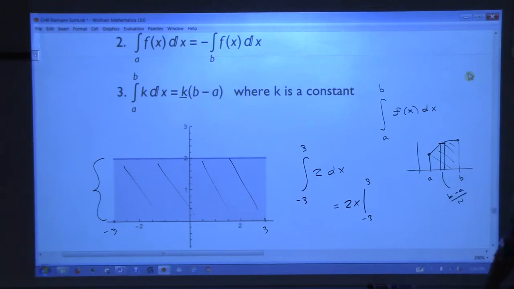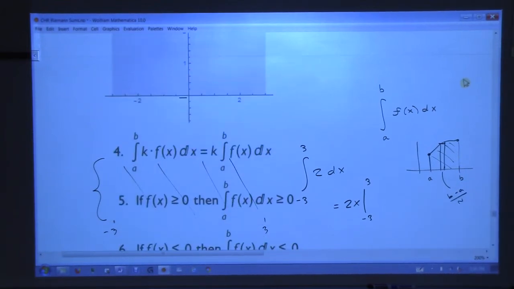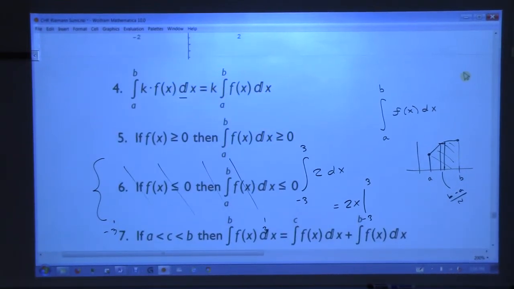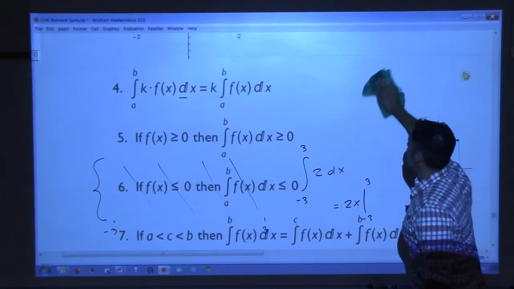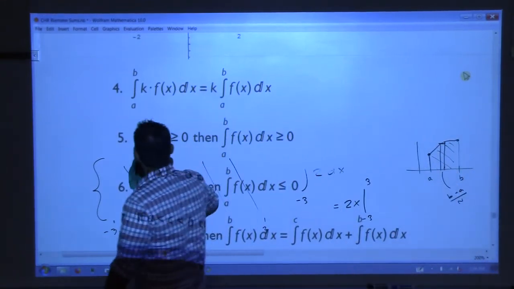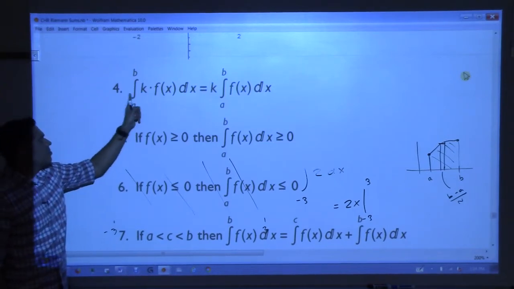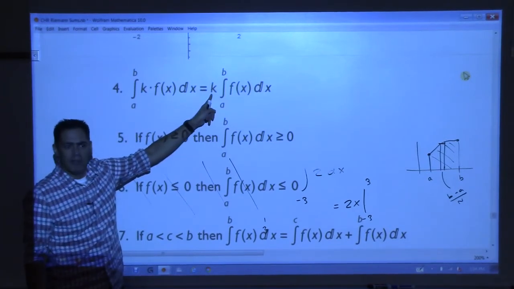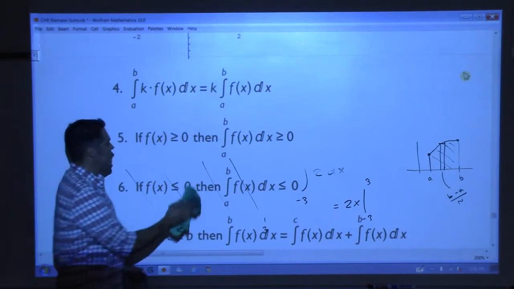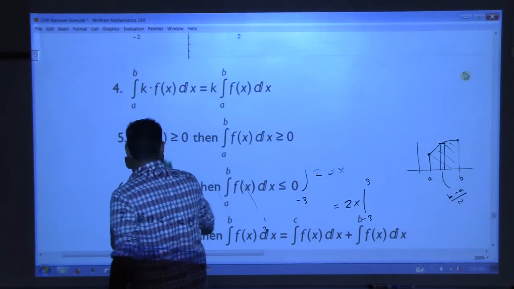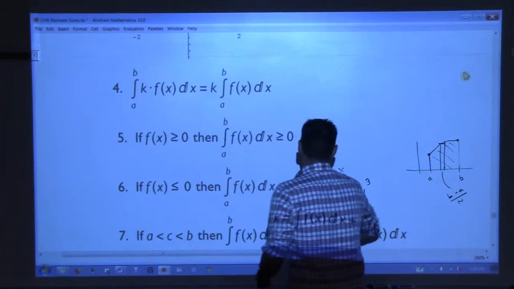These are just things that we should note. Property 4, we have seen. Property 4 says that if you have a constant in front of a function, the constant can come out. That we've done, right? So that's not a surprise to see that property.